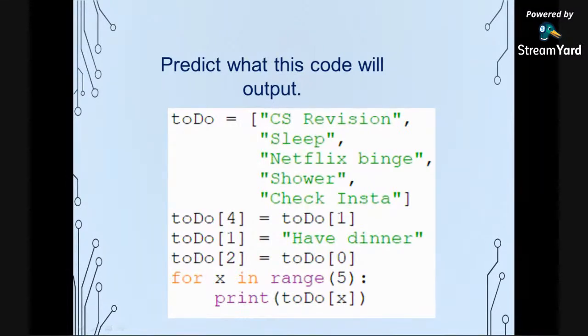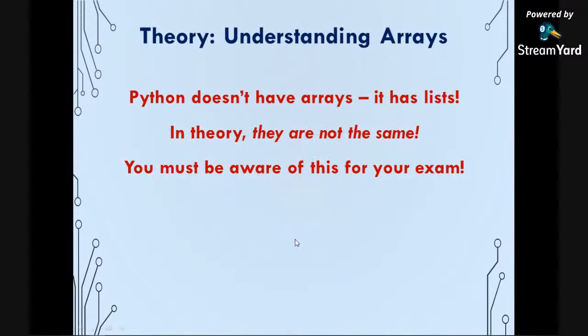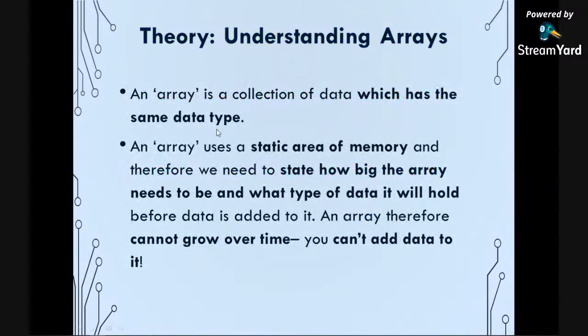So, one of the things I wanted to talk about is that we talked about lists, and we talked about this word called arrays. Now, Python doesn't have an array. It doesn't have the idea of array. It has lists. In theory, these two things are not the same. You need to be aware of this for your exams, okay? So, I'm just going through some ideas for you so that you understand the difference between arrays and lists, okay? An array is a collection of data which has the same data type.